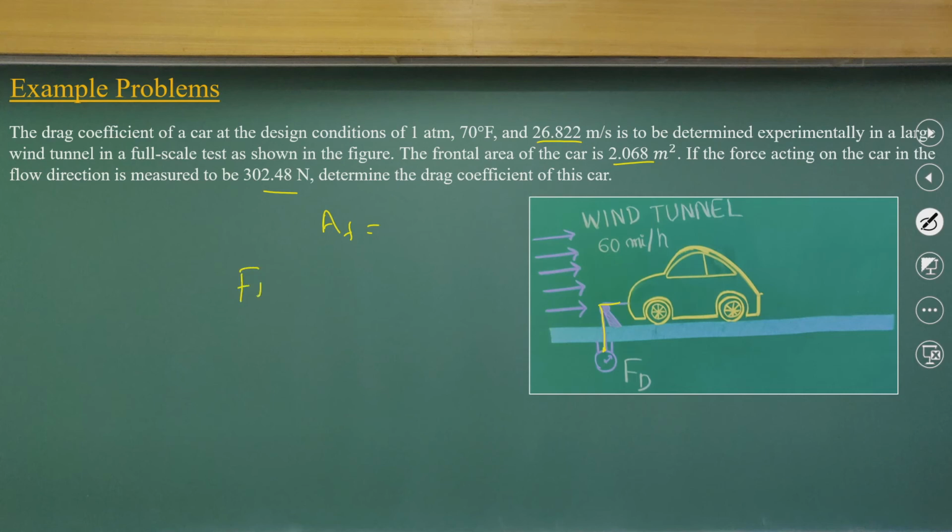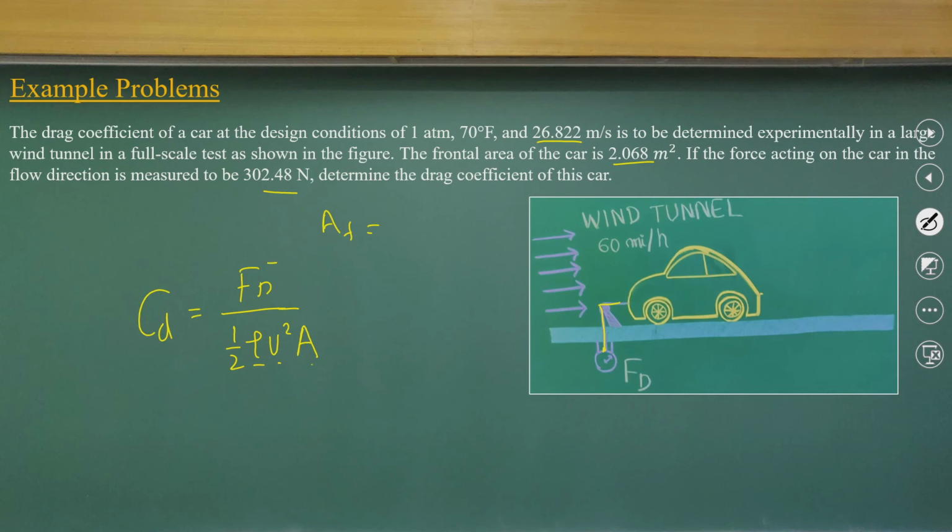Fd is equal to half rho v squared, the dynamic pressure, multiplied by the frontal area, which is given to us, multiplied by Cd. I think this is quite easy for us, you only have to know what the density is, velocity is given to us, area is also given to us, and the drag force is given.